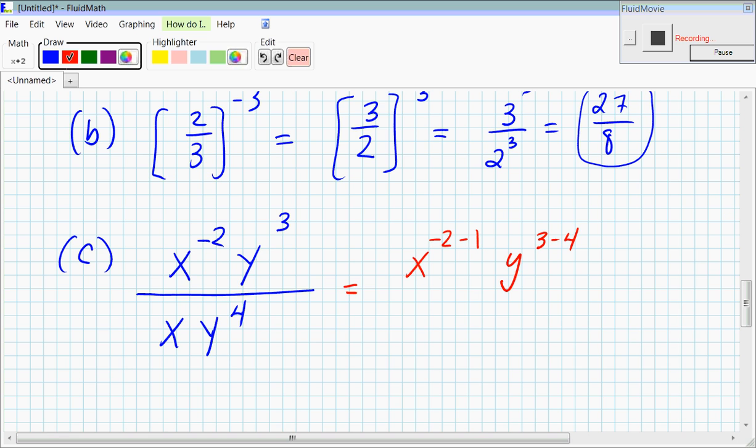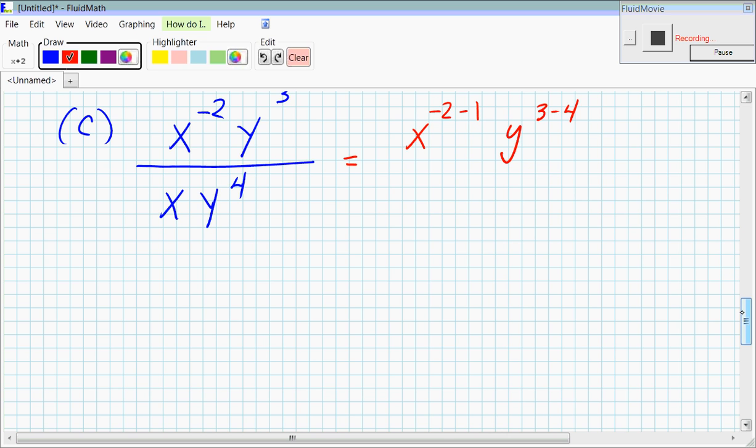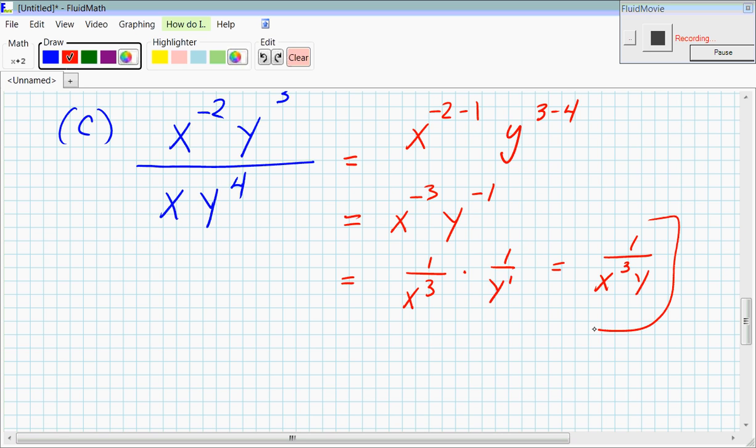Who got this far? Put your hand up if you got this far. Good. Okay, if you did not get this far, do you see what I'm doing? Yeah? Good. Okay, so how much is negative 2 minus 1? Yeah, so this is x to the negative third, and this is y to the negative 1, because 3 minus 4 is negative 1. But am I allowed to keep it that way? No, I am not allowed to keep it that way. I need to take the reciprocal of each one. So this is 1 over x to the third times 1 over y to the first, but we always write that as 1 over x to the third y. And that's what I'm looking for.